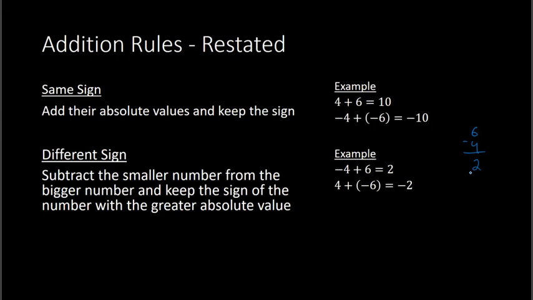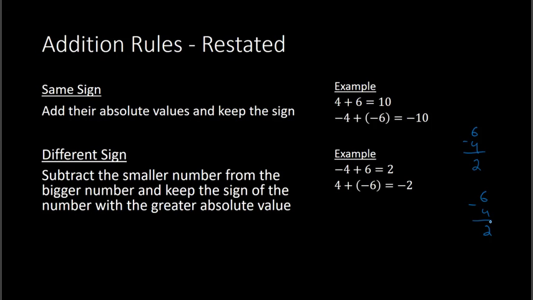Here we have 4 plus negative 6. So the signs are different. We have a positive 4 and a negative 6. So here, because the signs are different, I take the 6 and the 4, and I subtract the two numbers. So 6 minus 4 is 2.